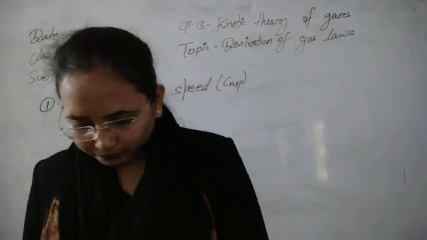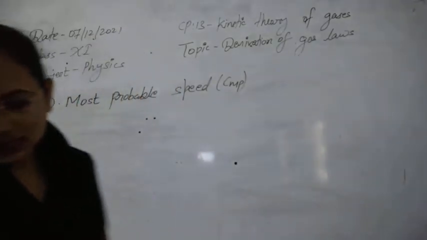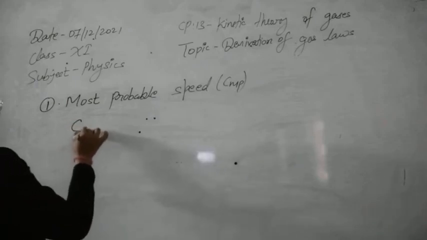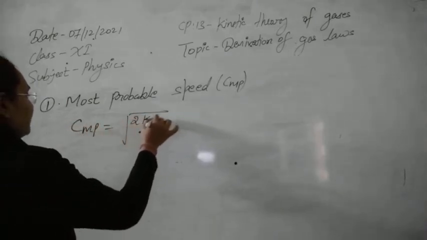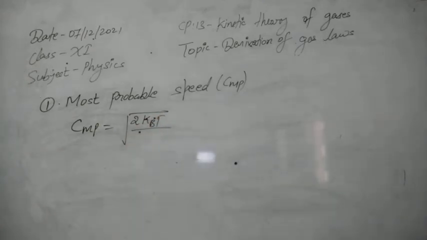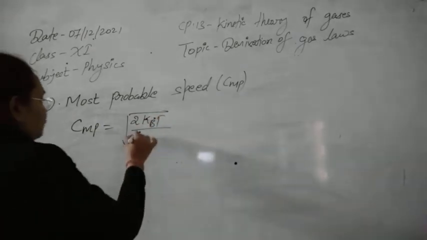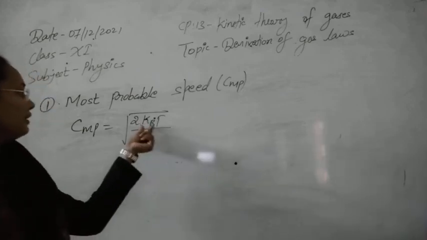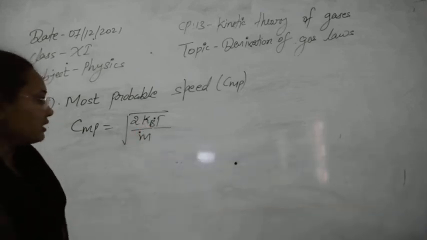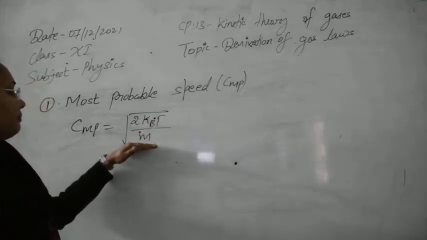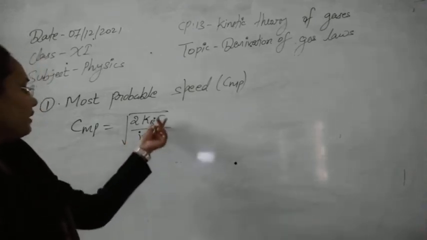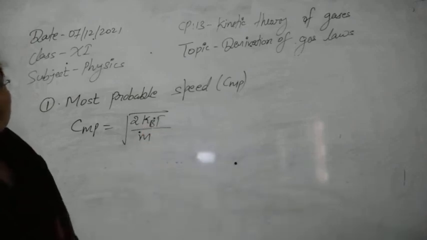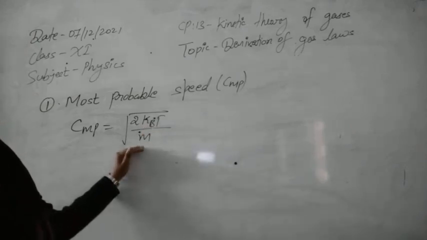The most probable speed is given by the equation CMP equals root of 2kBT by m. Here kB is the Boltzmann constant, T is the temperature of the system, and m is the mass of the molecule. So CMP depends on temperature. It is directly proportional to the square root of temperature. You can see it from here.